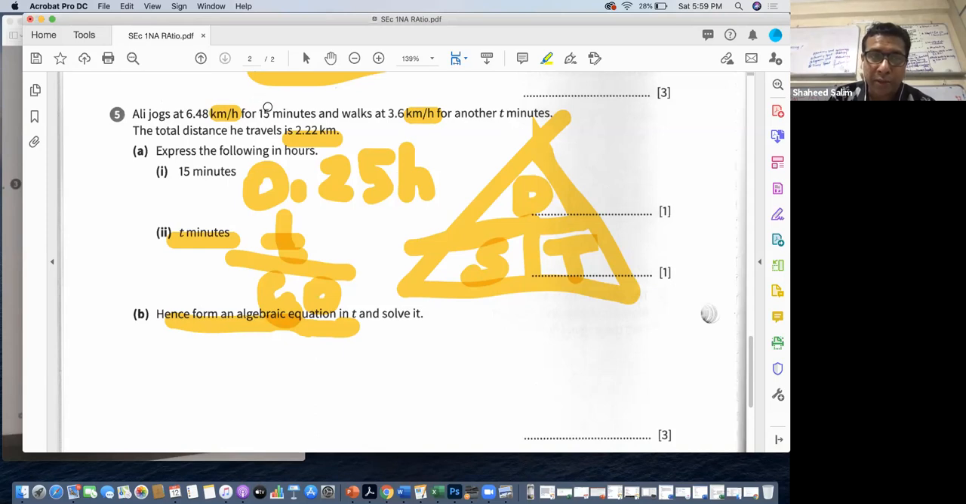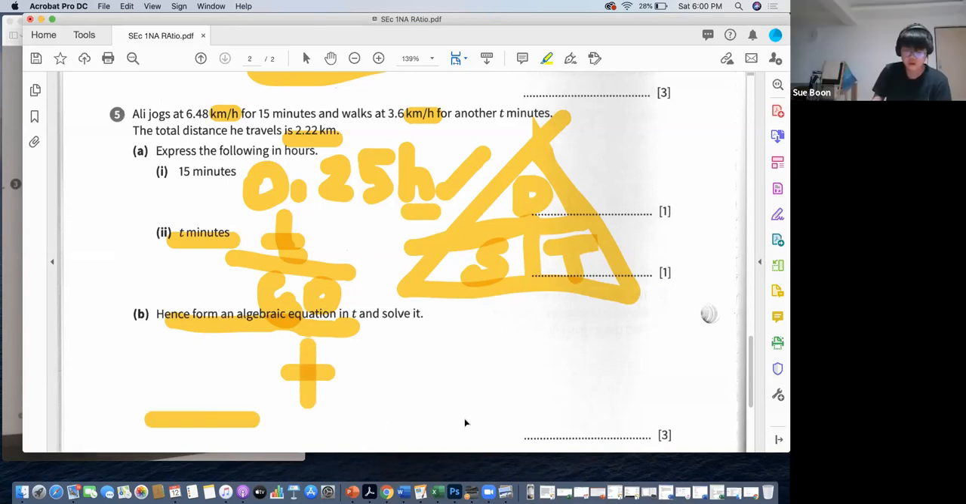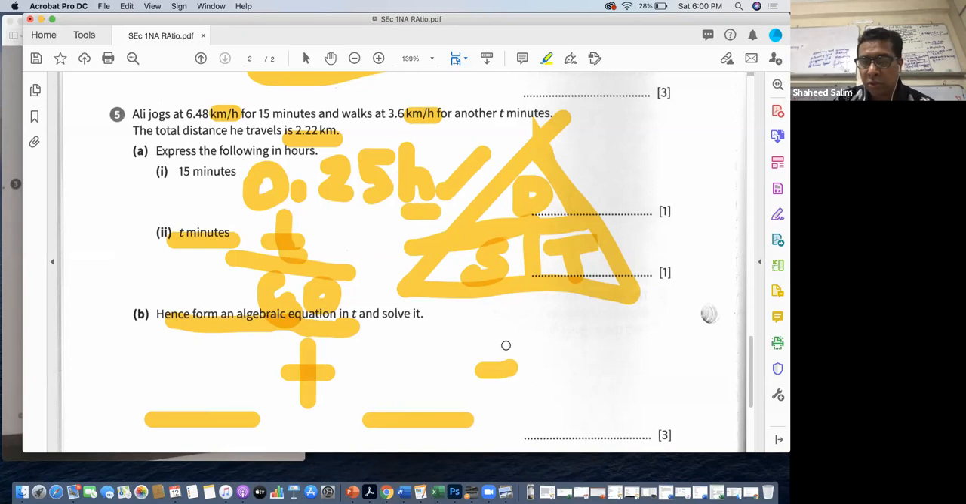You can put in here already. You can find the distance. Distance equals to speed times time. Then this times this. Again, you must use the one down here because this is in hours. This one is also in hours. You got to use these two. So you form the equation here. Okay, you need to write what is here. This is equals to 2.22.